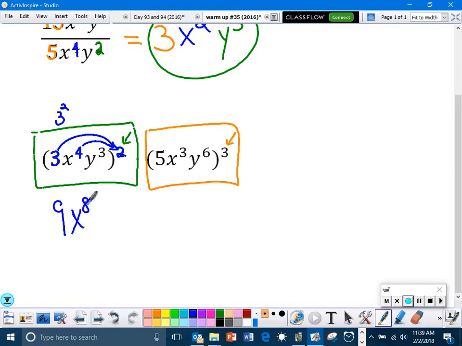Same thing with the 3. This 3 is an exponent. This 2 is an exponent. That is multiply. So that is y to the 6th. Okay, now I'm going to do the same thing over here. So this 5 again is a coefficient. It is not an exponent. So it's 5 to the 3rd power. And 5 to the 3rd power is, I believe, 125.